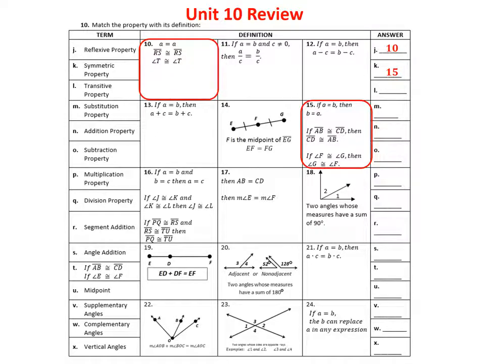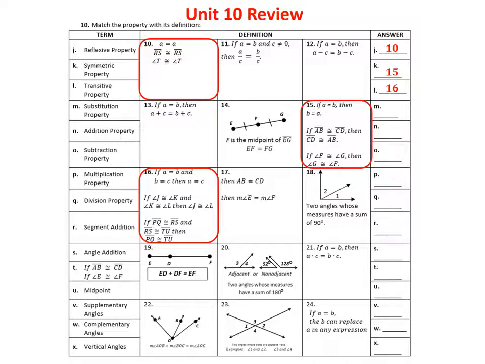The transitive property is one in which if A equals B and B equals C, then we can assume that A equals C. You know, if I'm the same age as my wife, and my wife's the same age as her friend, then I'm the same age as her friend. So if A equals B and B equals C, then A equals C. And we have these not only for equality, but also for segments and angles. So the transitive property L is going to be number 16.